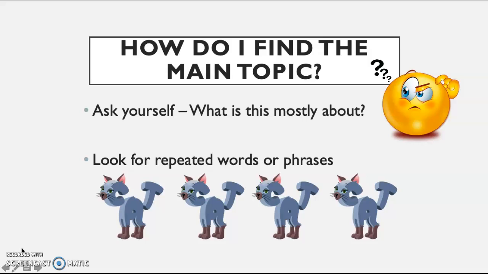All right, let's remind ourselves about main topic. How do I find the main topic? Well, remember, after you're done reading, you're going to ask yourself, what is this mostly about? When you answer that question, that's going to give you a really good idea what our main topic is. You're also going to look for the repeated words or phrases in the text. So remember, if you see the word cat, cat, cat over and over again in your text, there is a good chance that your main topic is cat.